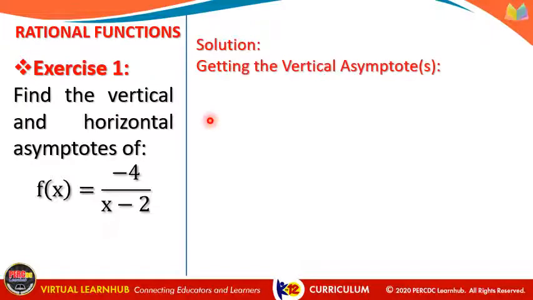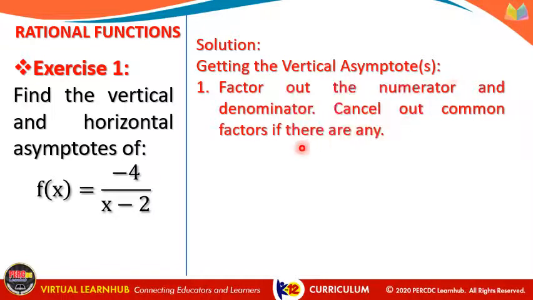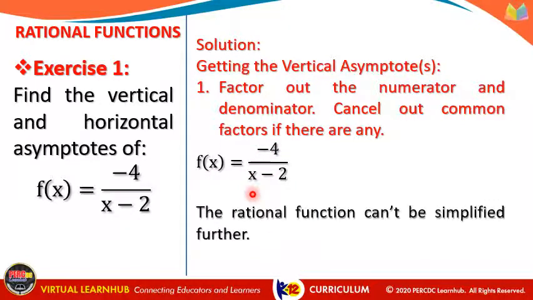Let's follow the steps. Again, ano ulit ang step 1 ng vertical asymptote? You factor out the numerator and denominator. Kung mayroon bang magka-cancel out, i-cancel out mo. Kaya lang, base sa given natin, as you can see, simplified na ito. Wala nang mas sisimple pa dito. So, the rational function can't be simplified further. So, in short, tapos na tayo sa step 1.